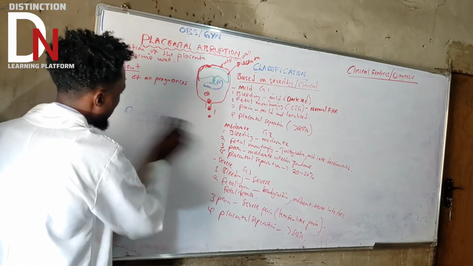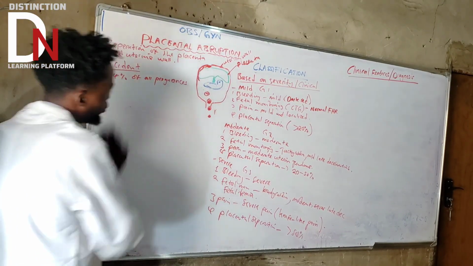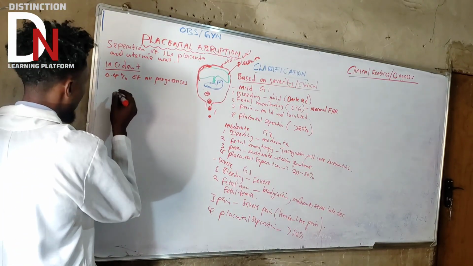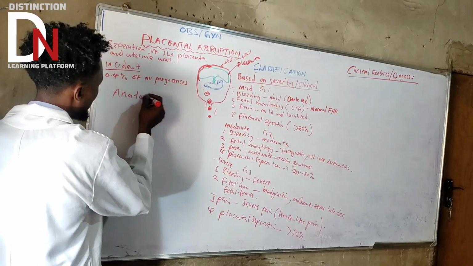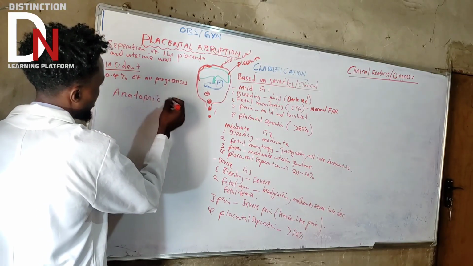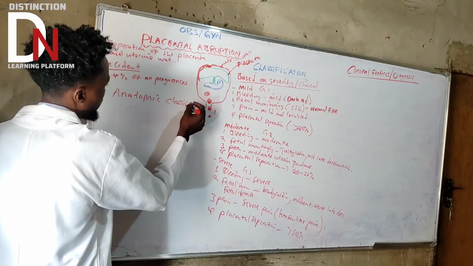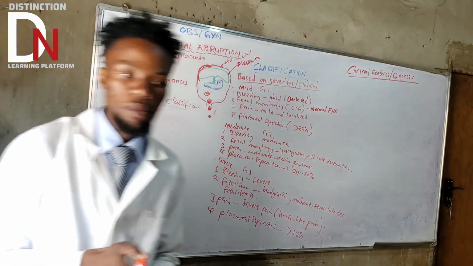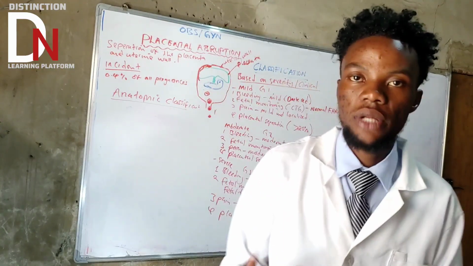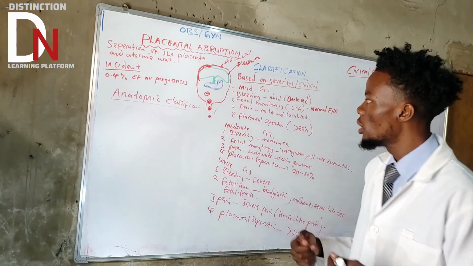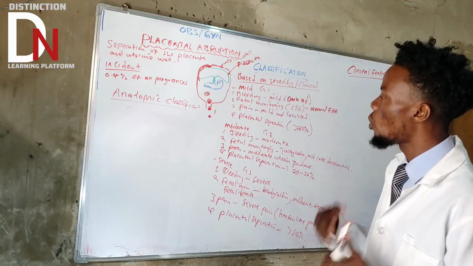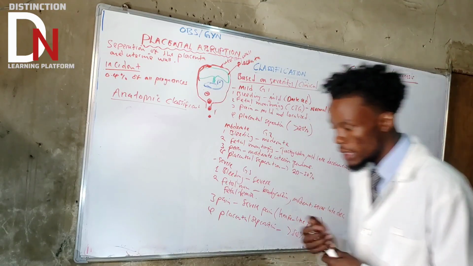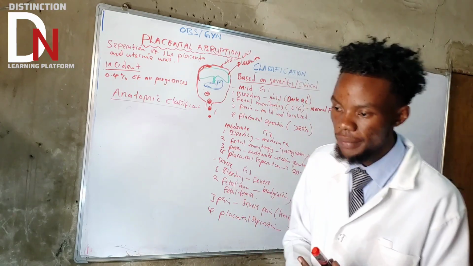So now let's talk about the other classification that we need to understand. What is the other classification? We said this is the anatomic classification. So what is that? Anatomic classification is based on the anatomy of the placental abruption, or where the placental abruption is happening.